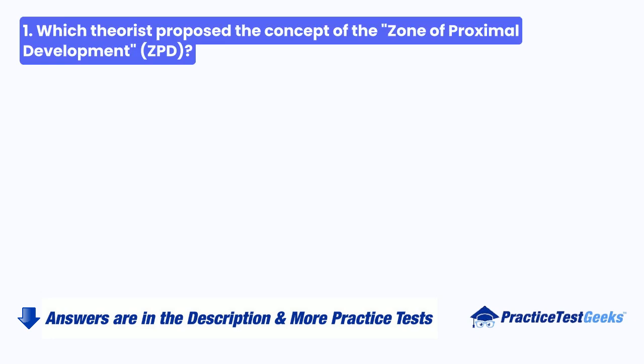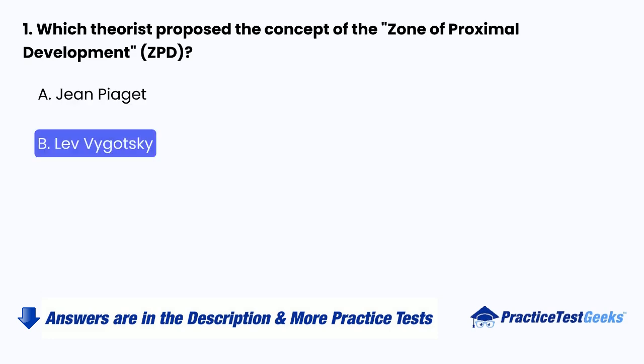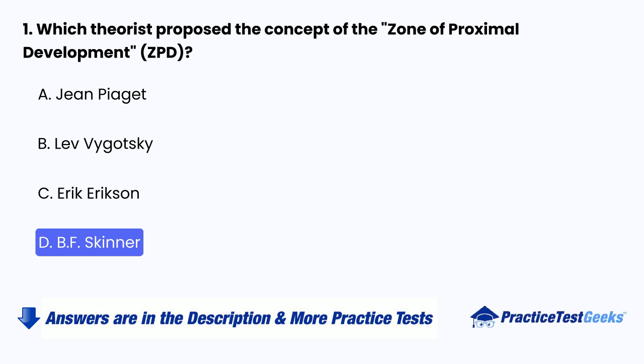1. Which theorist proposed the concept of the zone of proximal development or ZPD? A. Jean Piaget. B. Lev Vygotsky. C. Erik Erikson. D. B. F. Skinner.